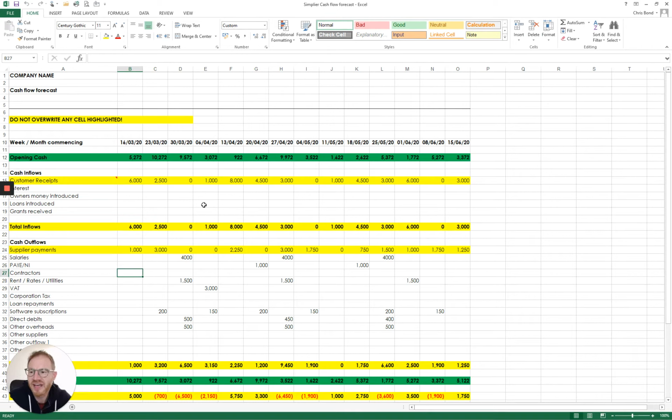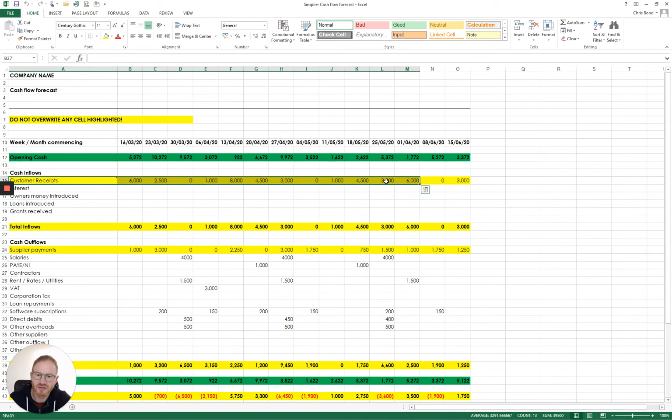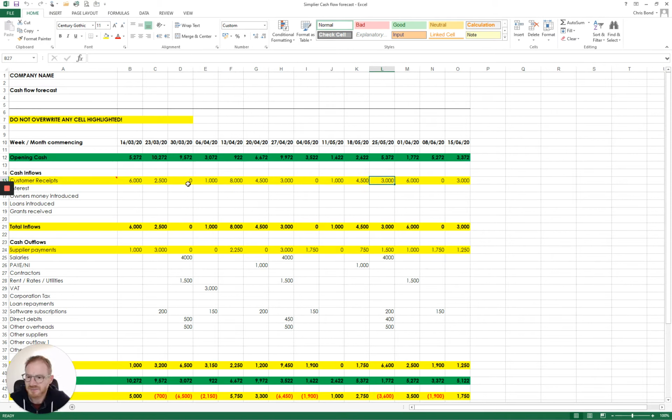As promised, I'm going to do a short video on how to prepare a very, very simple cash flow forecast. So I've done a very simple spreadsheet. Anything highlighted, do not touch, because it's got a formula in it, so it's picking up figures from elsewhere in the spreadsheet. And it's very simple, really.